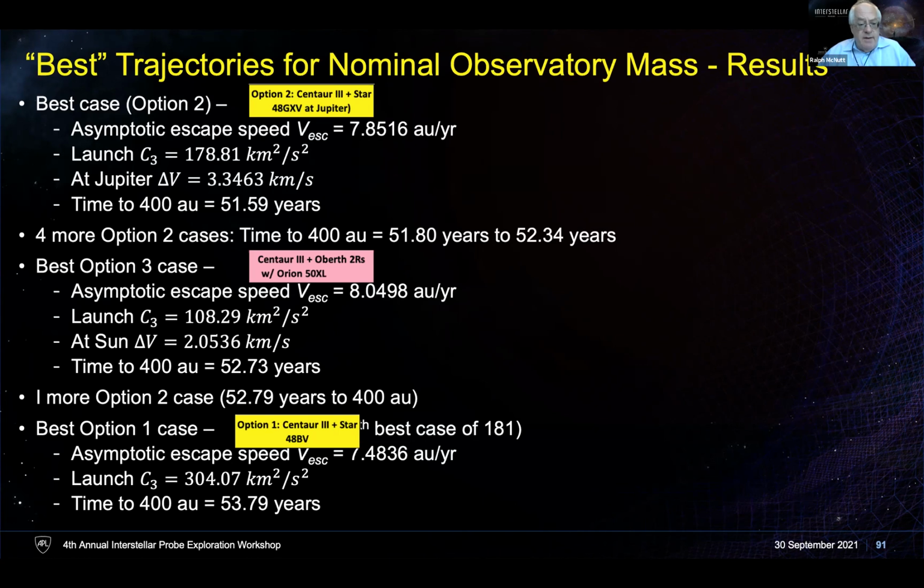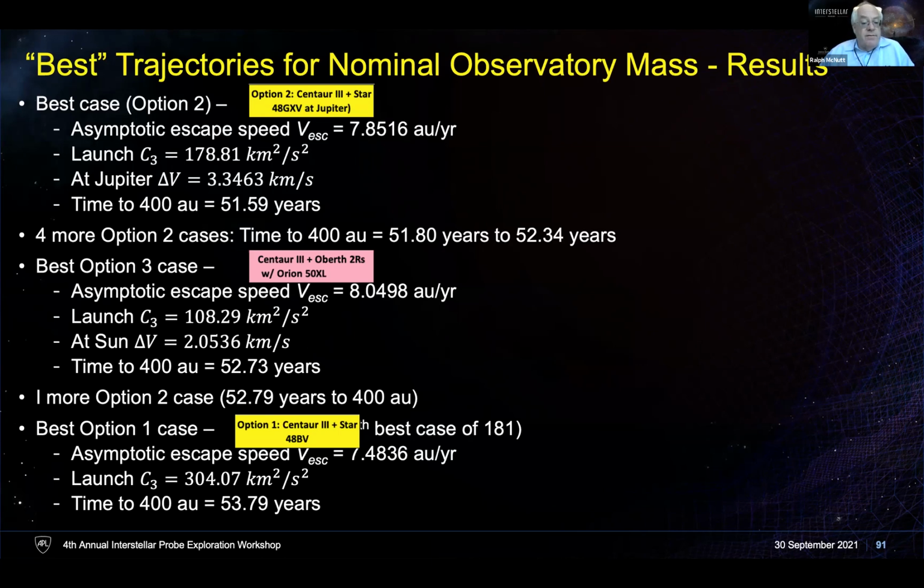The next thing that came in was the best option 3 case. In this case, we were at 52.73 years. This is with a Centaur 3, and in this case using an Orion 50XL, a much larger solid, and going into 2 solar radii. So this was an even heavier thermal shield stack than what we've got for the baseline that we did the detailed calcs on. And then finally, there was another option 2 case, and then we finally got down to the best option 1 case, but again, something that has the least amount of risk.